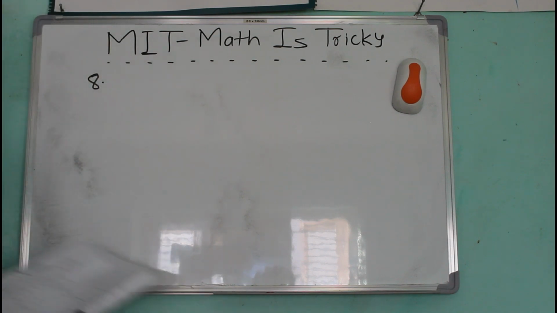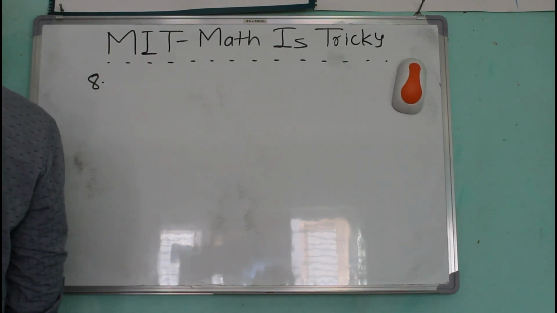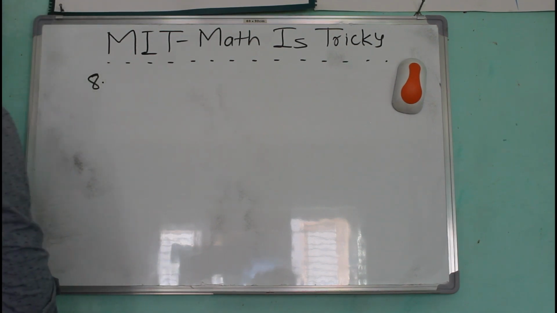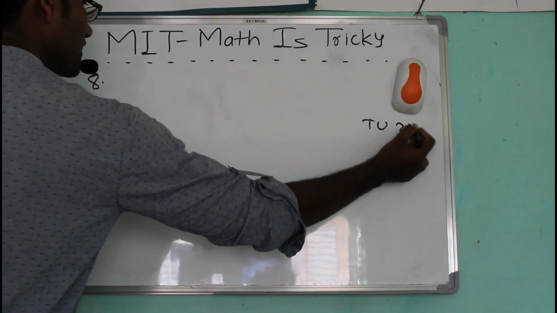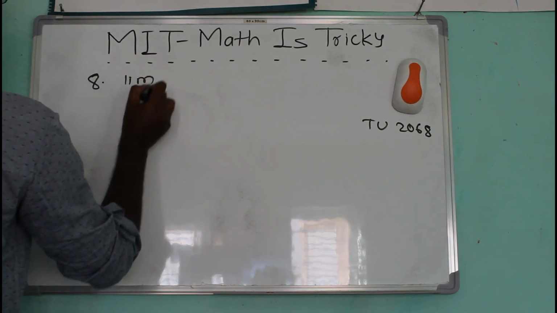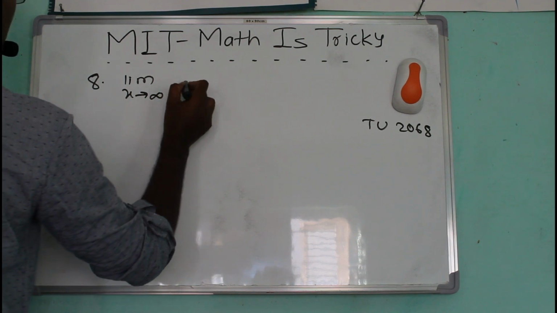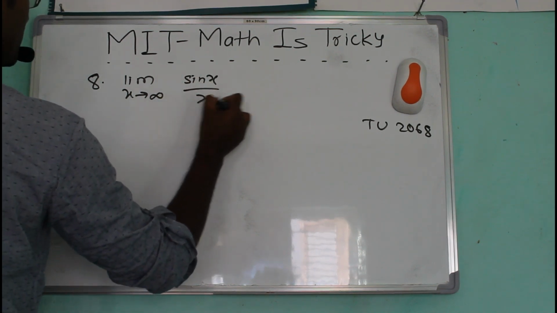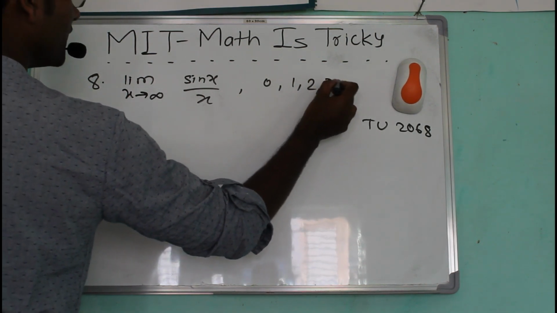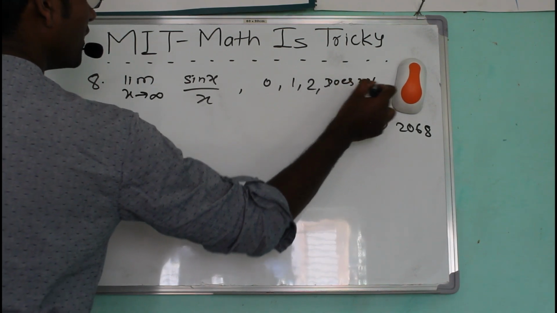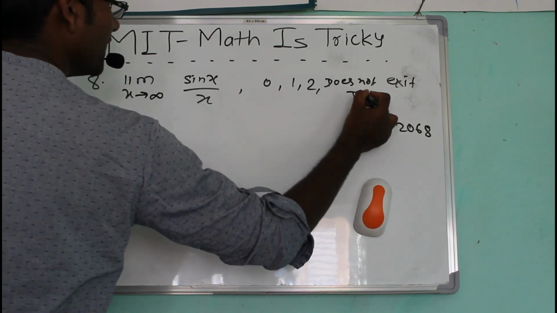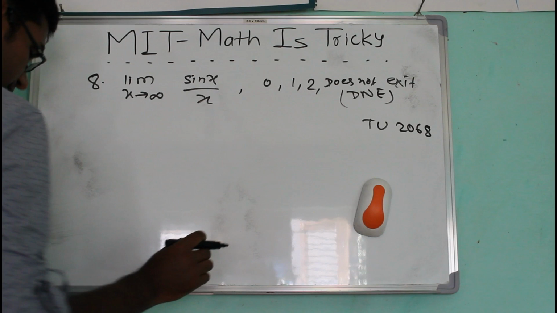Next question I'm taking here for you, and this was again asked in an entrance exam. It is a question from TU, asked in TU 2068. The question is: limit x tends to infinity of sine x by x. The options given are 0, 1, 2 and does not exist. Okay, so these are our options.